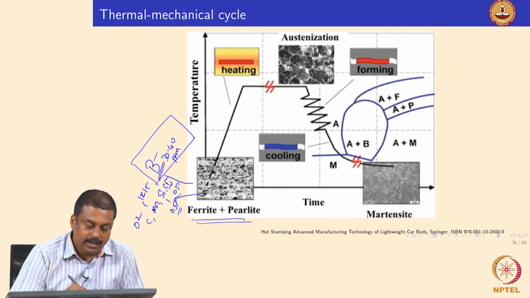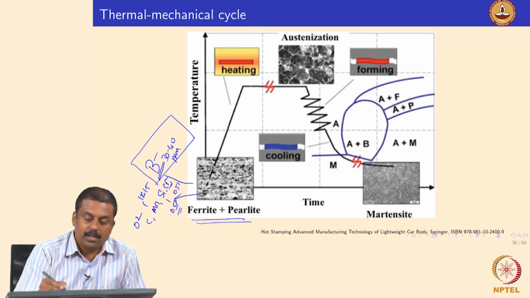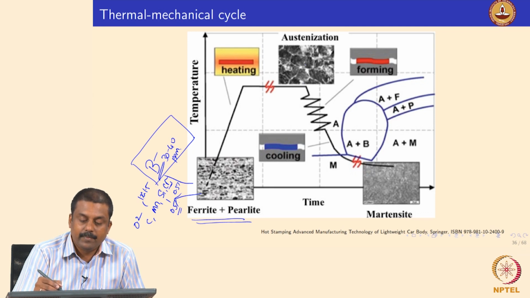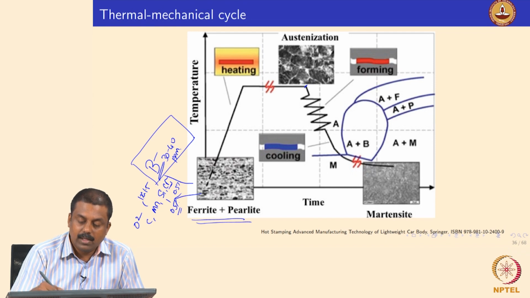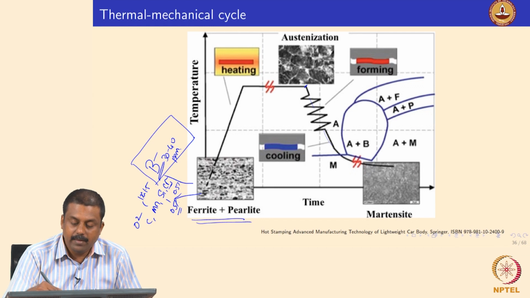Now we take the simple ferritic pearlitic microstructure and take it to a fully austenitic region. So, you heat it up, you form fully austenitic grains and then you deform it into whatever shape you want, and after forming, you cool to room temperature. For that, what do you need to do? The cooling rates would be above the critical cooling rate.